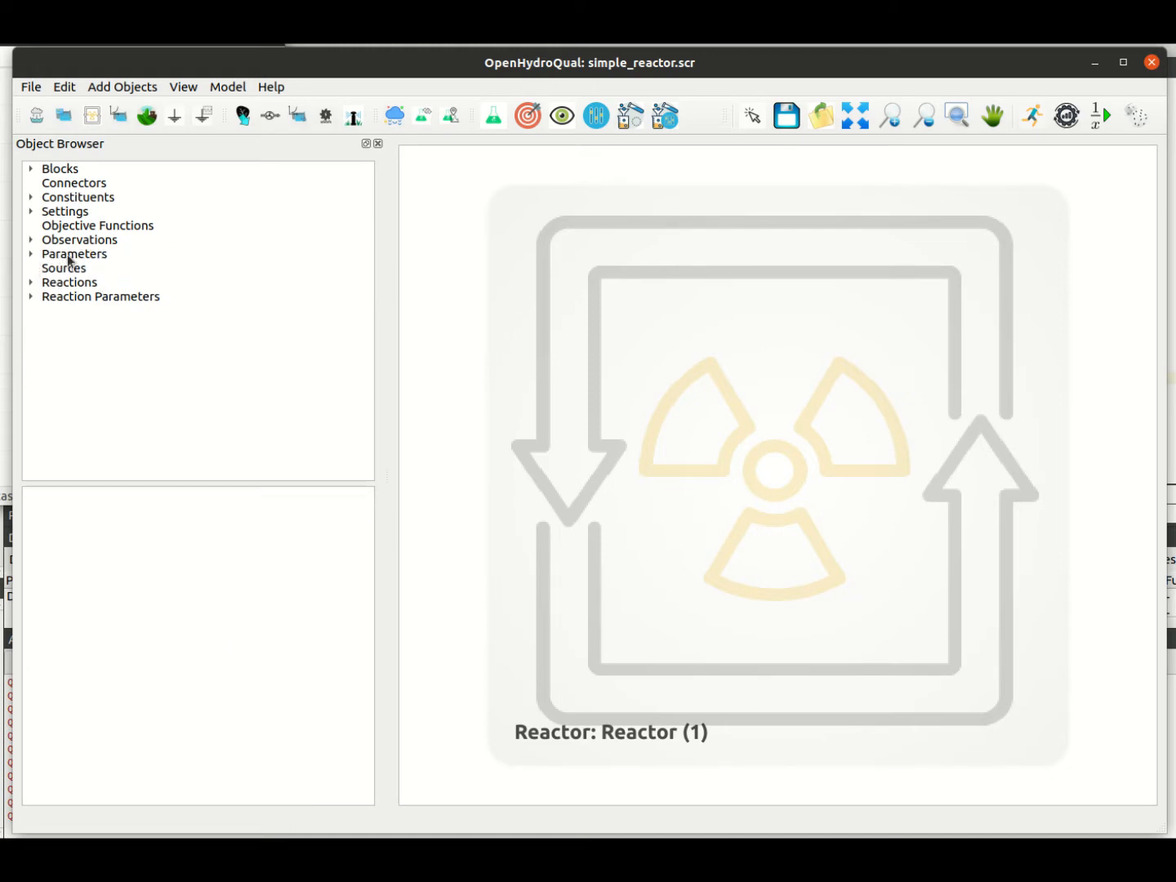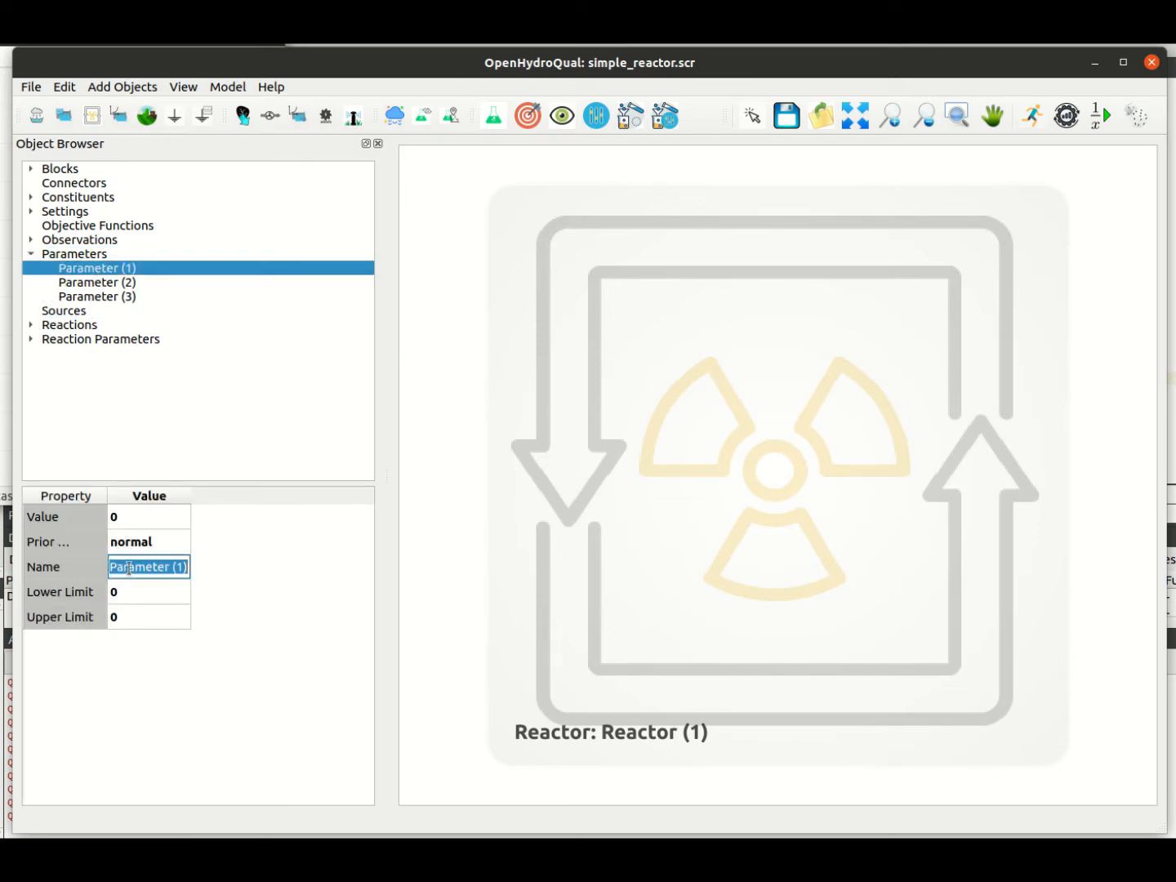So I'm going to add three parameters. I did this 3 times. Now I have 3 parameters. The first one, I'm going to call KD, but so we don't confuse that with the reaction parameter called KD, I'm going to call this KD underscore param, and then I'm going to call the second parameter, let's say, initial concentration param, and then the third one I'm going to call error standard deviation, or error underscore STD.